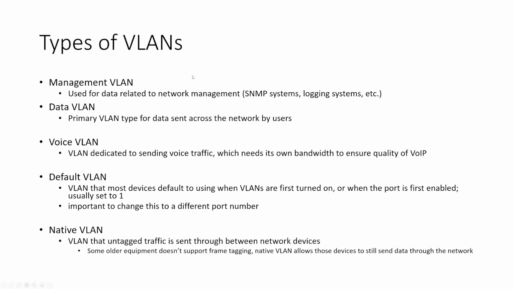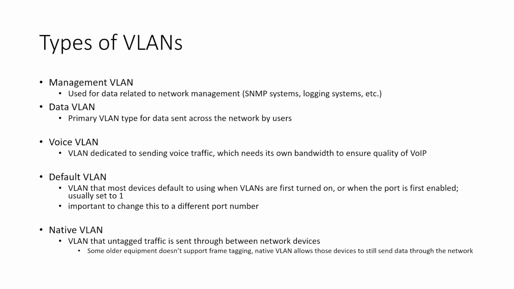Types of VLANs. There are many types of VLANs that are in use today. These include management VLANs, data VLANs, voice VLANs, default VLANs, and native VLANs. Management VLANs are essentially VLANs that only carry traffic from devices that are used to manage your network. This may include network monitoring tools, logging tools, Active Directory services, and many other network services.